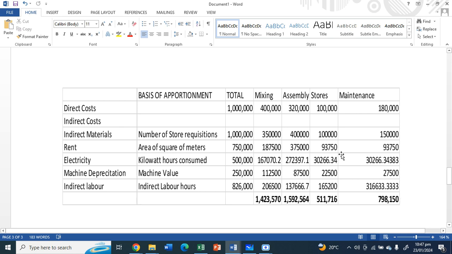Okay, I believe we've now understood the concept. We can just go through this table, right? Machine depreciation, we used the value of machinery. So this 250,000, we're splitting it amongst these four departments. Mixing, you get 112,500. Then here, this is 87,500 for assembly, stores 22,500, maintenance 27,500.